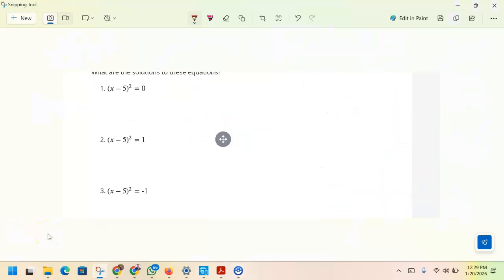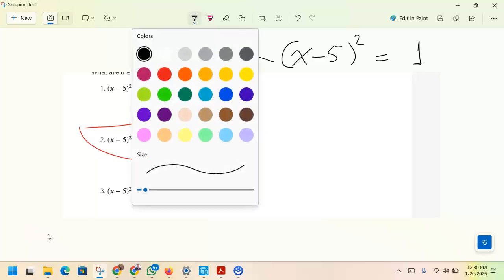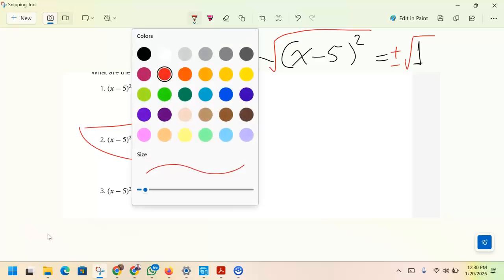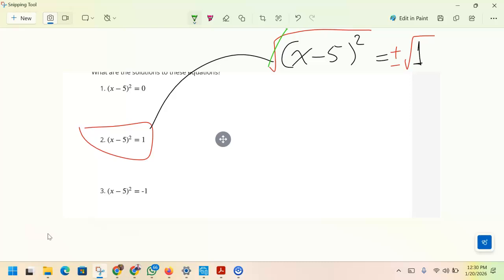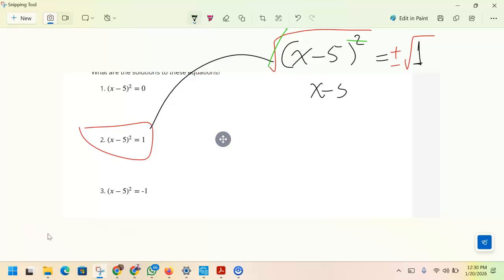Okay, let's do the second equation and rewrite here x minus 5 the whole square equals 1. Step 1, let's take the square root of both sides. When you take the square root of both sides, make sure you put a plus and minus. The square root and the square, see the green color I'm using, they cancel each other because they are inverse of each other. So what you are left with is x minus 5 is plus minus, and the square root of 1 is 1.